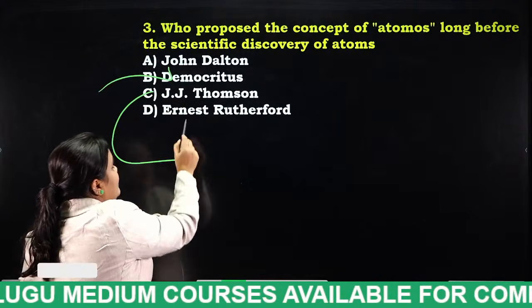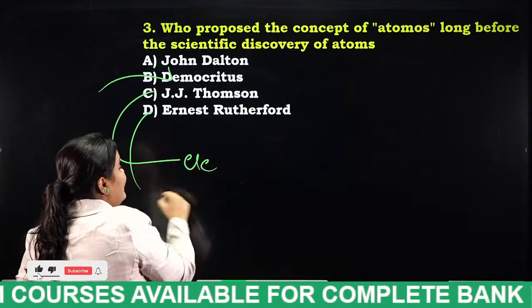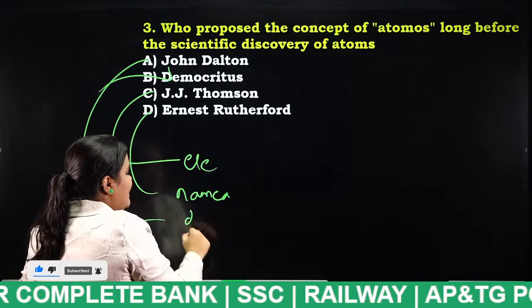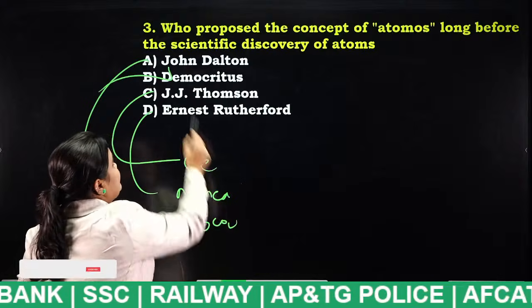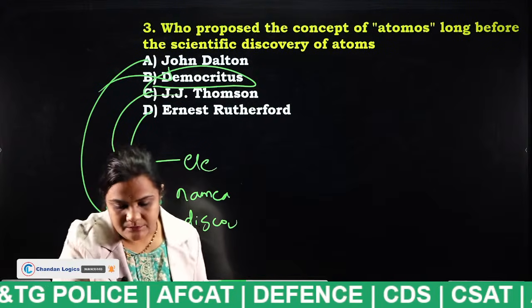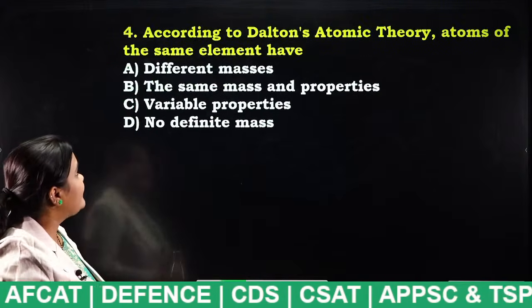J.J. Thomson discovered the electron, and Ernest Rutherford named the proton. And when it comes to John Dalton, he discovered the atom. But the atomos concept was given by Democritus. He is a Greek philosopher. Okay? Yes, very good. Next.